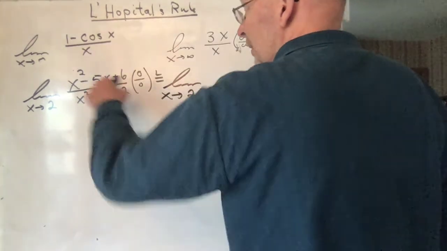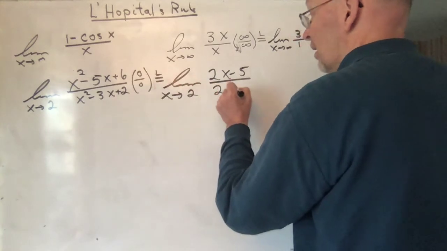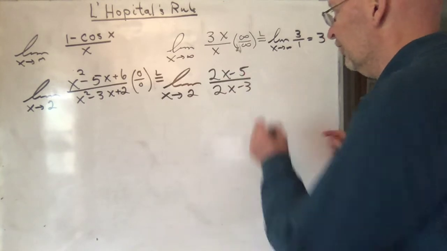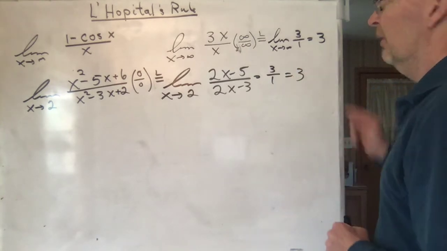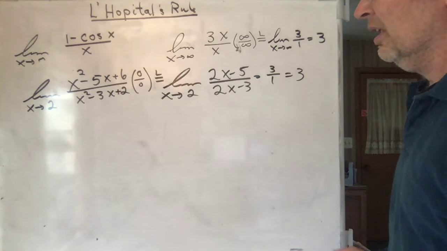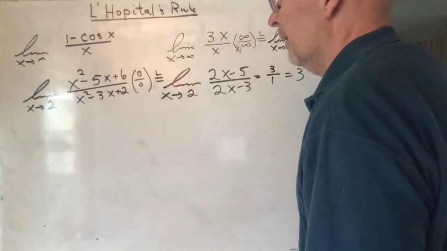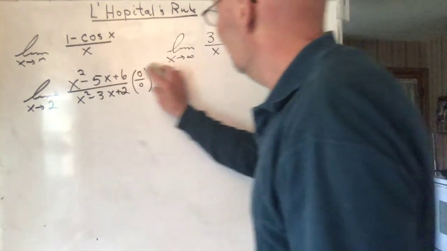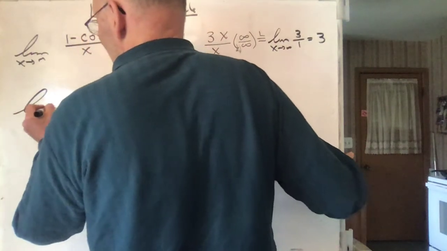Take the derivative of the top, get 2x minus 5. Take the derivative of the bottom, 2x minus 3. Now as x approaches 2, you're going to get 8 minus 5 is 3, over 4 minus 3 is 1, is equal to 3. Well, we're having lots of 3's here. So again, it's a cool case where you can use L'Hopital's rule, and you get the answer. Now, as I say, this one you could have done either way, but suppose we have a problem like this. This is one of my favorite ones.